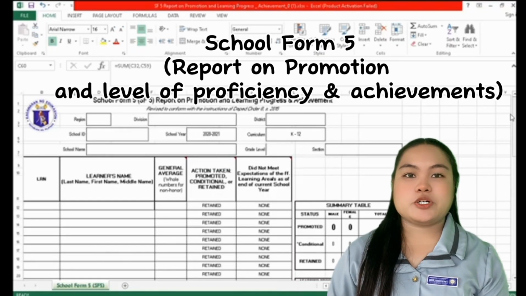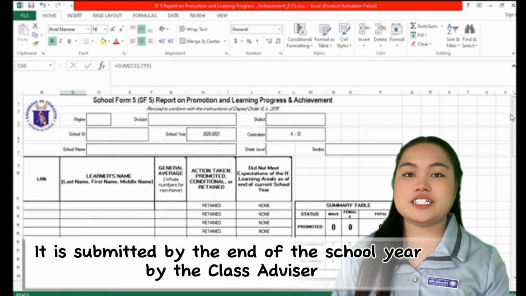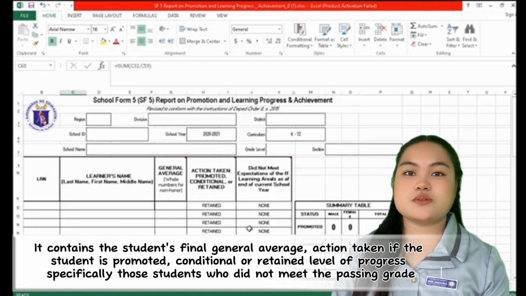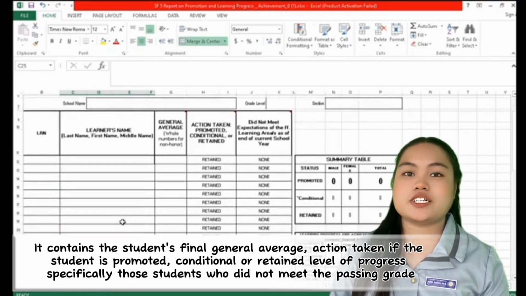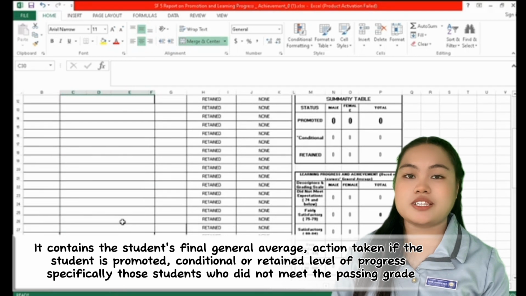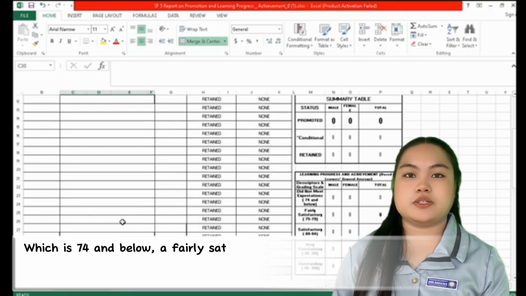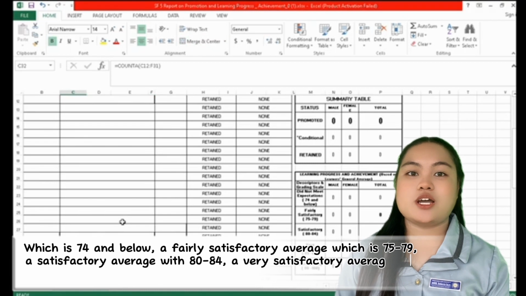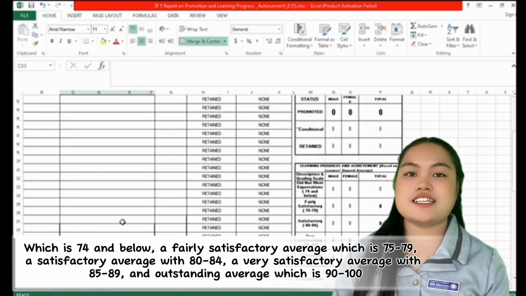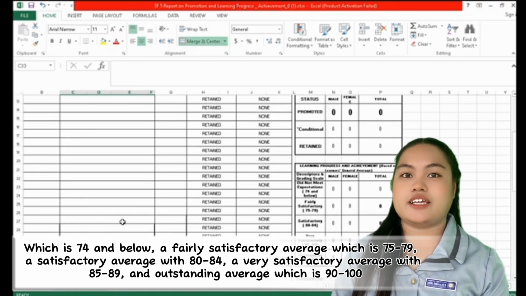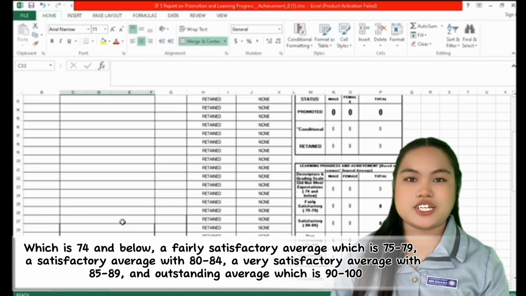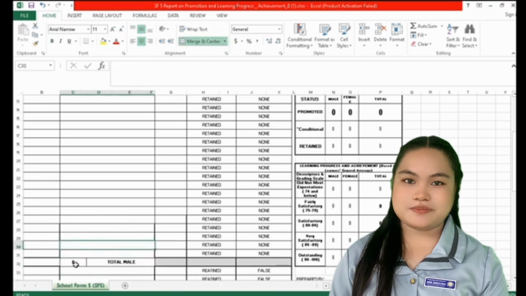School Form 5 or Report on Promotion and Level of Proficiency and Achievement is submitted by the end of the school year by the class advisor. It contains the student's final general average and the action taken if the student is promoted, conditional, or retained. Level of progress is specifically for those students who did not meet the passing grade, which is 74 and below. A fairly satisfactory average is 75 to 79, a satisfactory average is 80 to 84, a very satisfactory average is 85 to 89, and an outstanding average is 90 to 100.